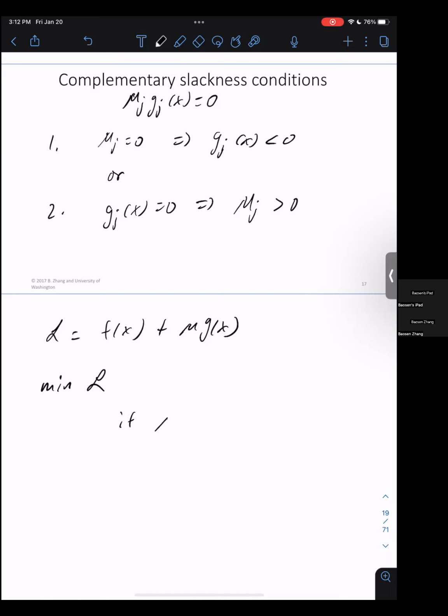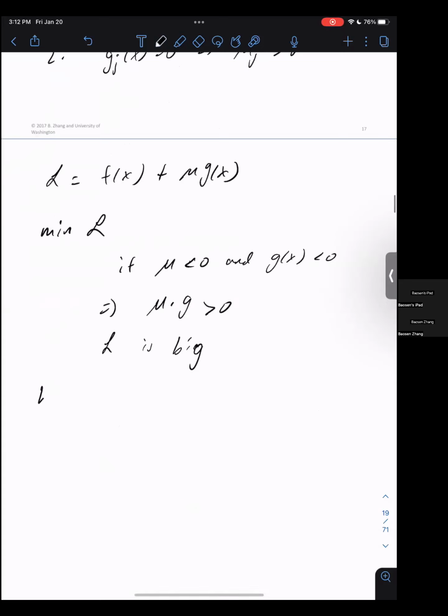If mu is less than zero and g(x) is less than zero, then these two multiplied together will be positive, and then L will be bigger. The Lagrangian will be bigger. Since you're trying to minimize, and because we always write g(x) to be less than or equal to zero, this forces mu to be positive. It basically picks the sign to be positive. So here, mu is positive.